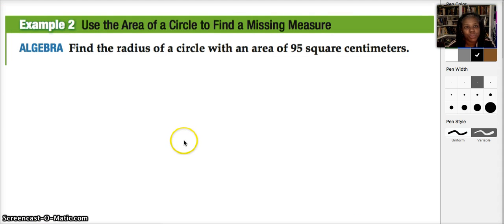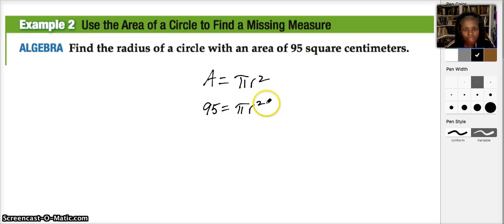For example 2, we're going to use the area of a circle to find a missing measure. We're going to find the radius of a circle with an area of 95 square centimeters. We remember the formula from last time: the area is equal to pi r squared. We know that 95 is our area, so we divide both sides by pi, because it's a number, not a variable. So 95 over pi is equal to r squared.